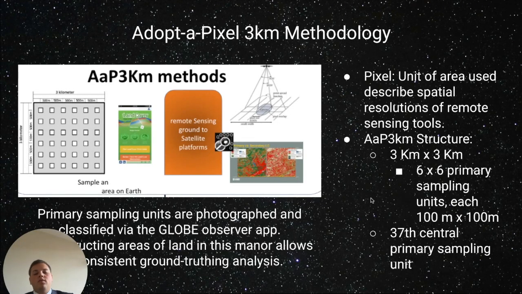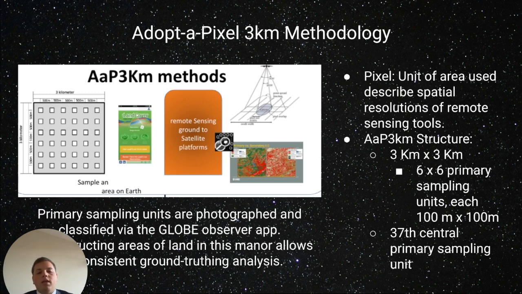So the Adopt a Pixel 3 kilometer methodology breaks down a sampling area. Primary sampling units are photographed and classified via the GLOBE Observer app, and deconstructing areas of land in this way allows for consistent ground truthing analysis.